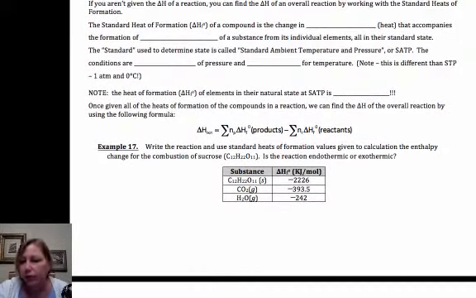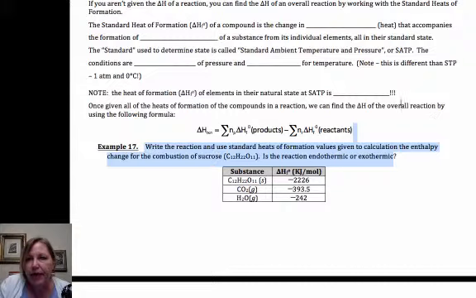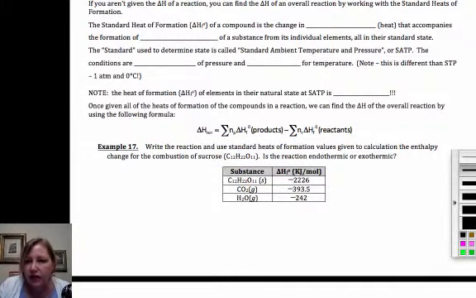And in this last one, we're going to talk about yet another way to determine the enthalpy for a chemical reaction. This time we're going to be using the given constants that are called heats of formation.